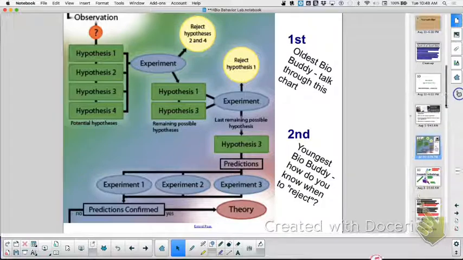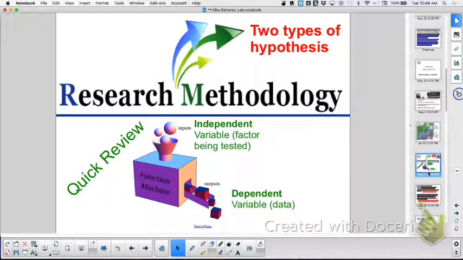Well, I need to review one other thing with you, and I'd like the youngest bio buddy. We're going to talk about two different types of hypotheses, but can you do a quick review of independent and dependent variables, please, youngest bio buddy? Go ahead.